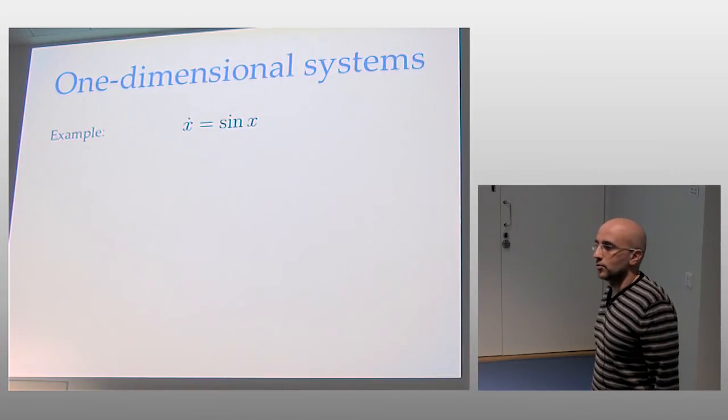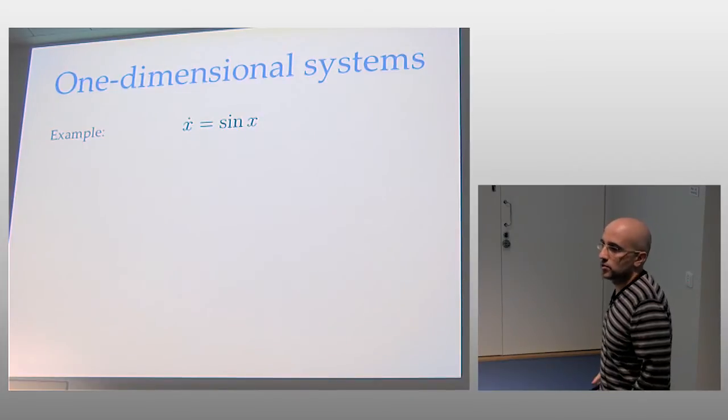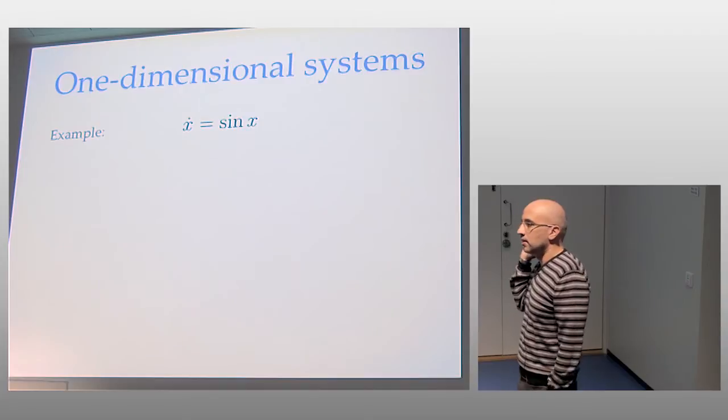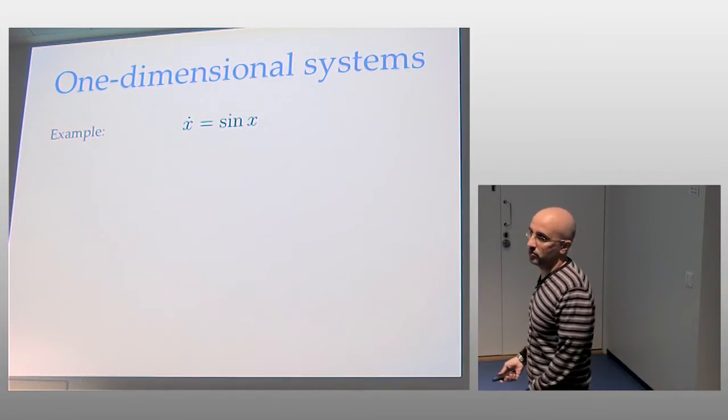Okay, so this is the first example. x dot equal to sinus of x is the simplest possible nonlinear system, except for x squared or something. Nonlinear because the sinus is a nonlinear function of the argument x.